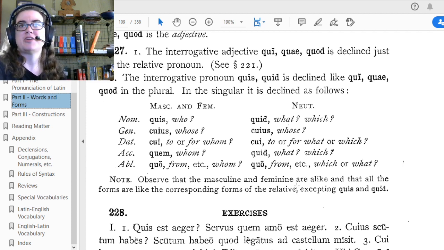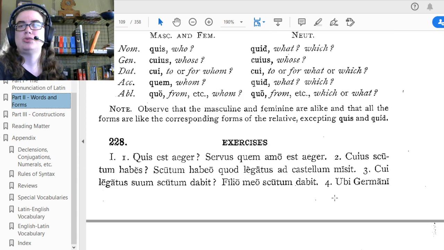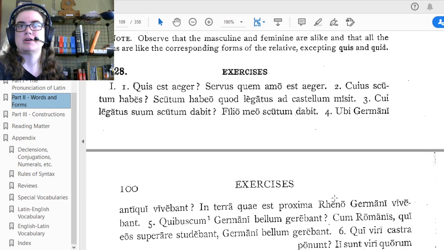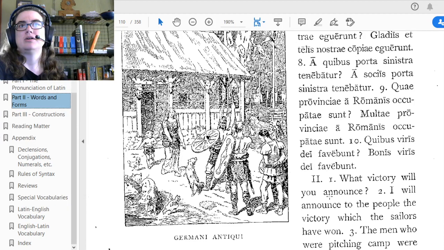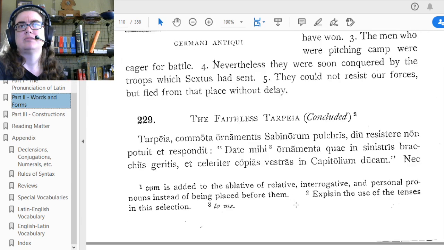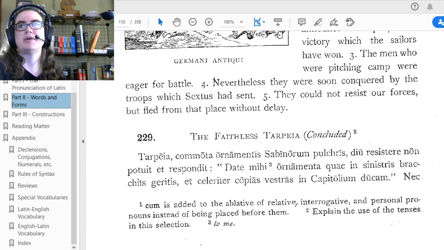Observe that the masculine and feminine are all alike, and that all the forms are like the corresponding forms of the relative, excepting quis and quid. Okay? You have to know two different things for the interrogative, and that's why we teach them together. Look, here's some ancient Germans, apparently. But we're going to finish with our Tarpeia story.